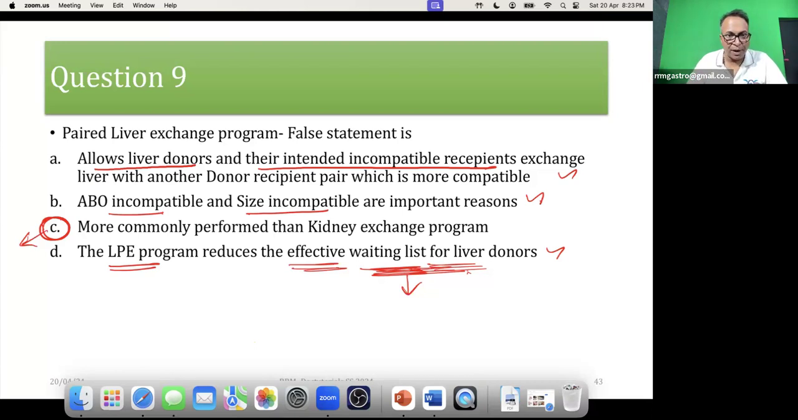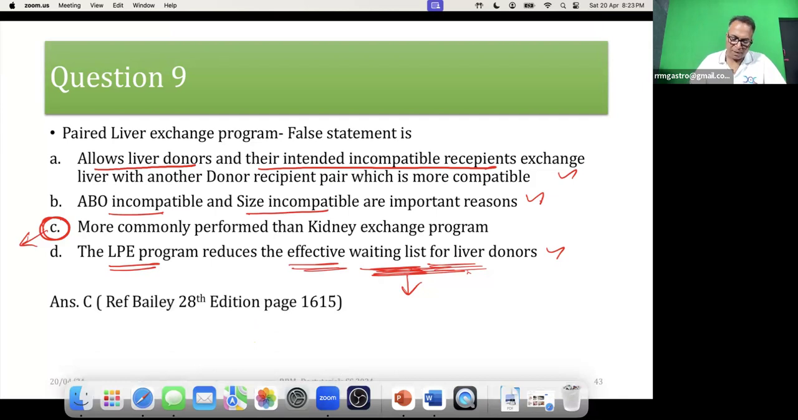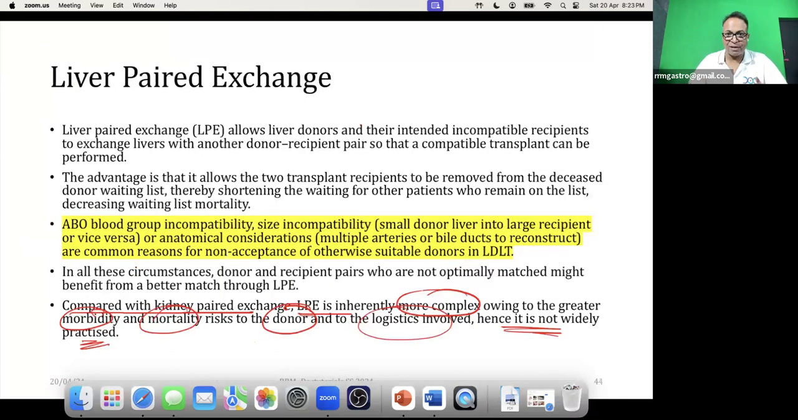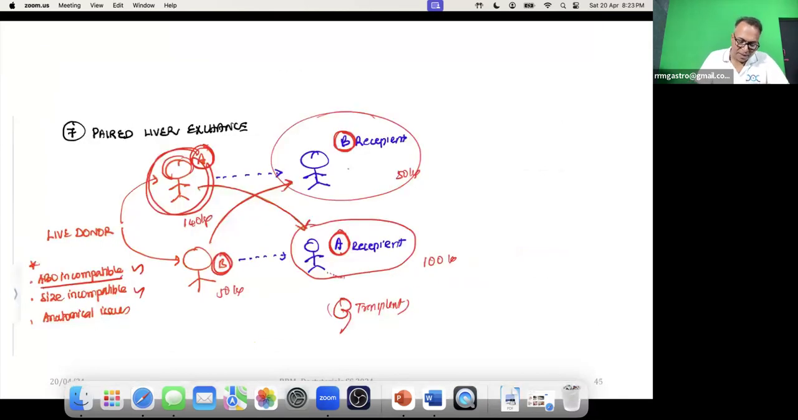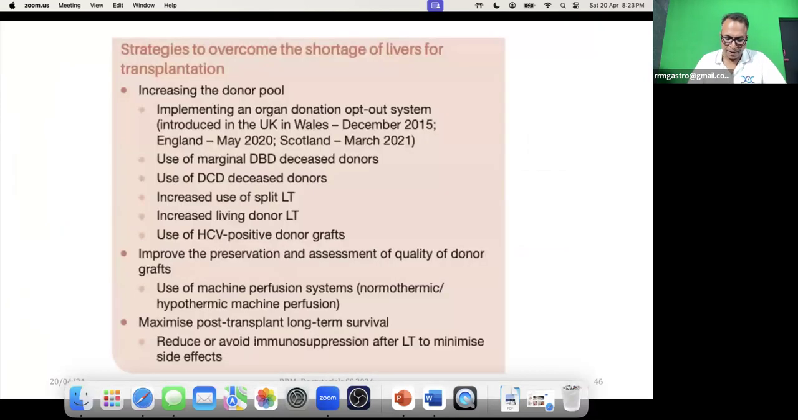So the paired liver exchange program is a good program, but it is not commonly practiced due to the logistics involved. So what are the places it is done? ABO incompatibility, size incompatibility, and anatomical issues are the places where it is being done. So this is a very important table.